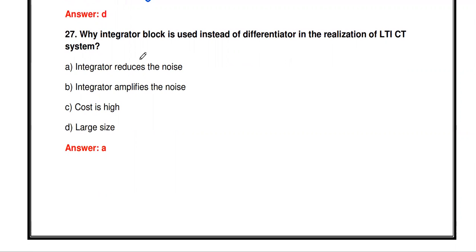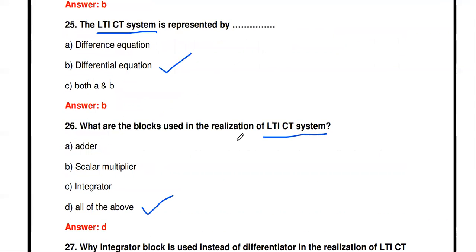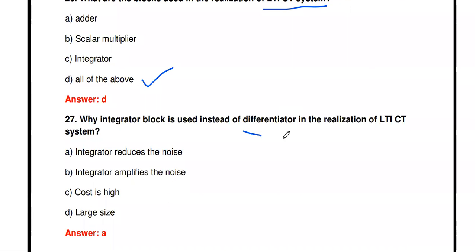Then, why is the integrator block used instead of the differentiator in the realization of an LTI CT system? I discussed this question in the block diagram representation. There is also a differentiator block, but we are not at all using the differentiator block in the realization of an LTI CT system, even though the LTI system is described by a differential equation. We can obtain that value using the integrator block only. Why? What is the reason?